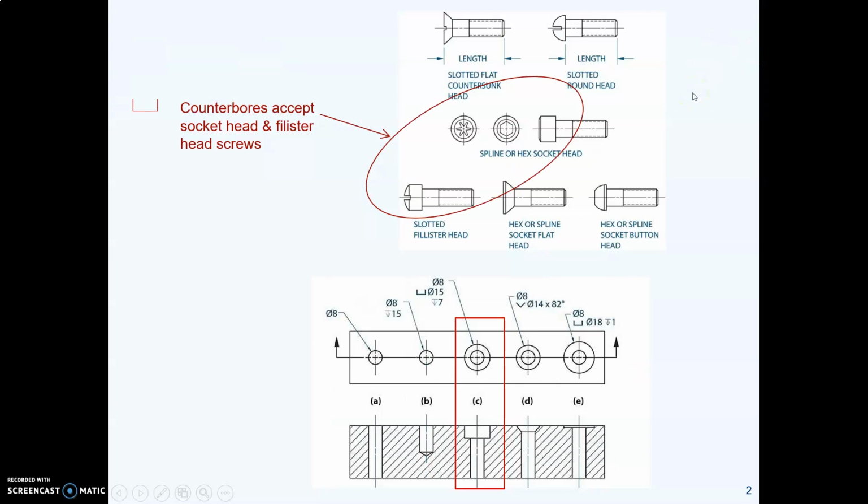And this kind of hole accommodates things with bolt heads or screw heads that go straight up and down, like the socket head screw, for example. Here's a side view and here's a top view of a socket head. So you can see how that kind of bolt or screw would sit down into this counterbore and would not stick up above the surface, which is our goal.